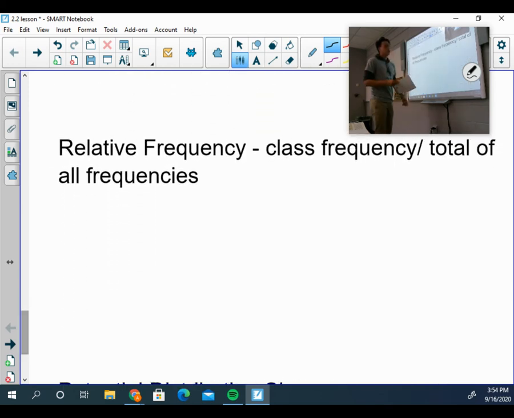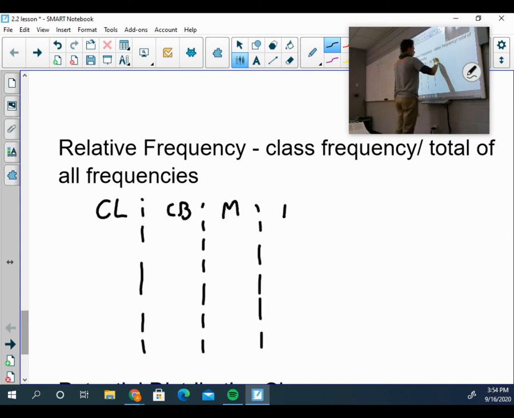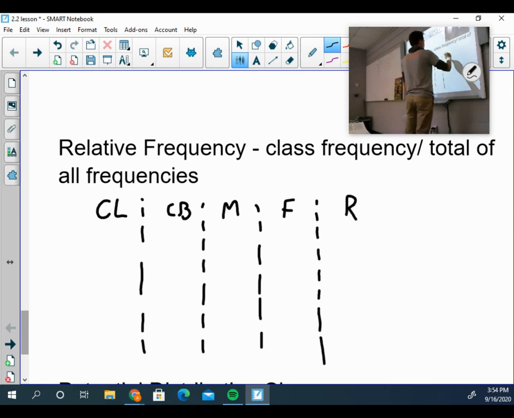Relative frequency. This is an optional category that we may or may not add on to our frequency tables. So remember, your typical frequency table has your class limits, then your class boundaries, your midpoint, your frequency, and then your relative frequency. Relative frequency is just going to be a percentage. You are going to take the frequency and divide by however many there are.